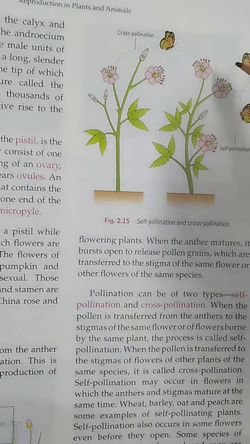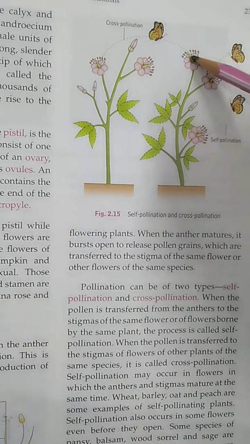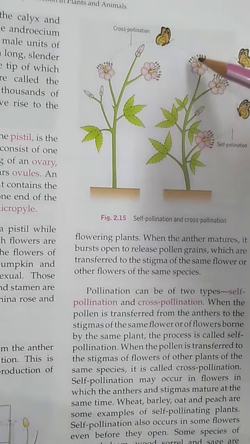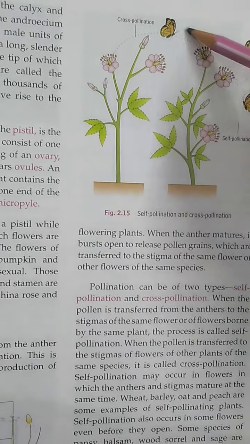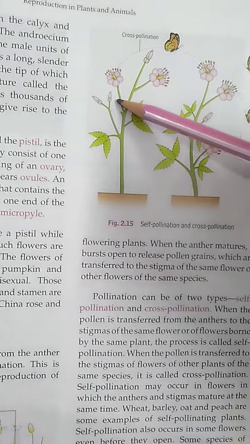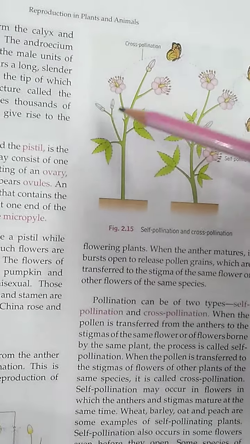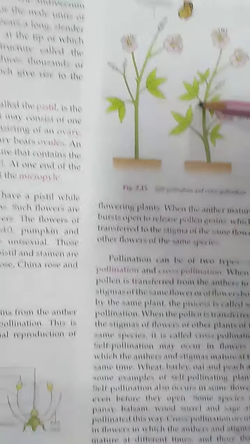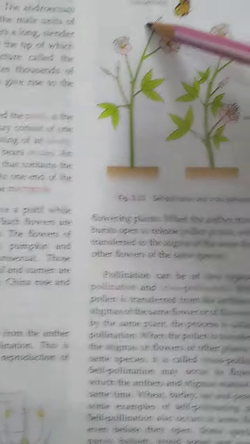And when the pollen grains are transferred from one flower to another flower of another plant, but both the plants should be of the same species, then this is a kind of cross pollination.